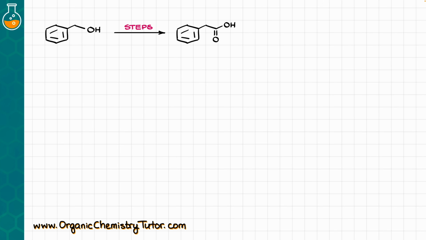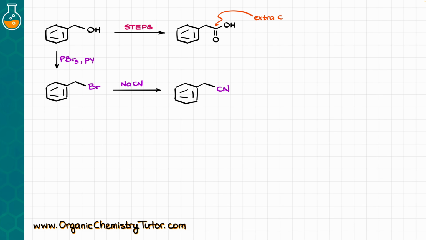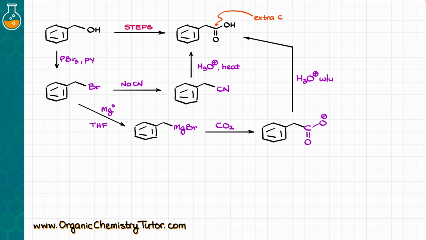The very first thing that I noticed right away is that I have an extra carbon over here. Which means that the best approach to this question would be first to convert my alcohol into the corresponding bromide, then I'm going to treat it with sodium or potassium cyanide to make the corresponding nitrile, and I'm going to hydrolyze it to make my carboxylic acid. Alternatively, we could also use the Grignard approach here and do the entire reaction via the carboxylation using the carbon dioxide and the Grignard reagent.